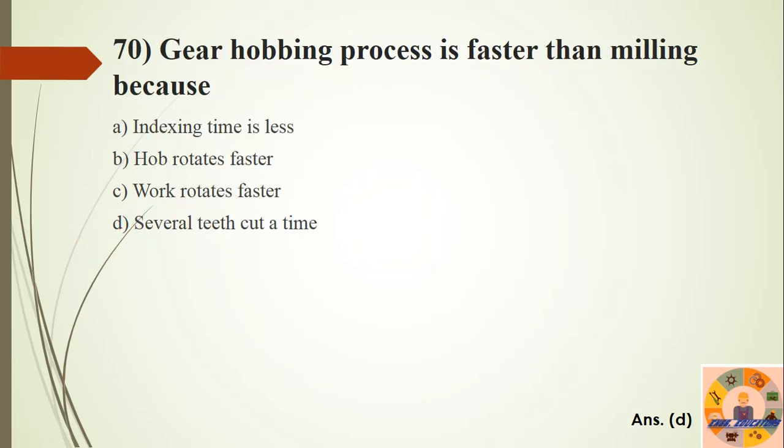And the next and last question of this video is, the gear hobbing process is faster than milling because: the options are indexing time is less, hob rotates faster, work rotates faster, or several teeth cut at a time. So the right answer for this question will be option D, several teeth cut at a time, because for a single thread hob there are around 40 teeth.